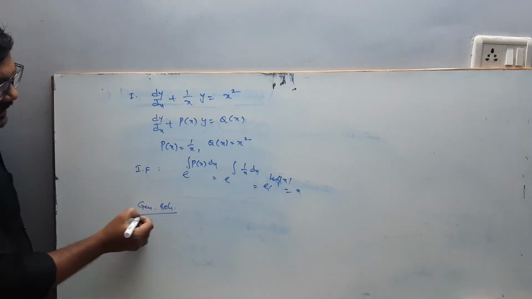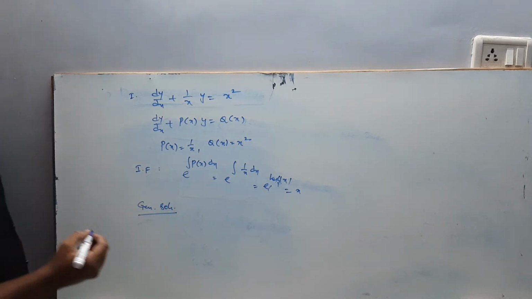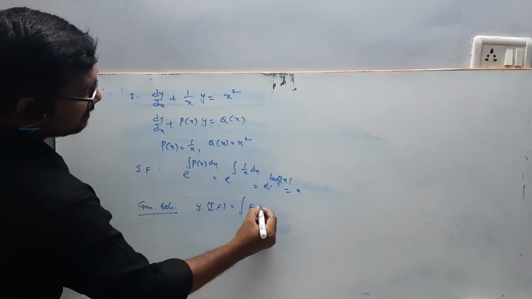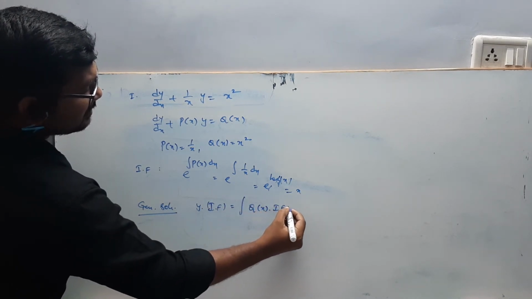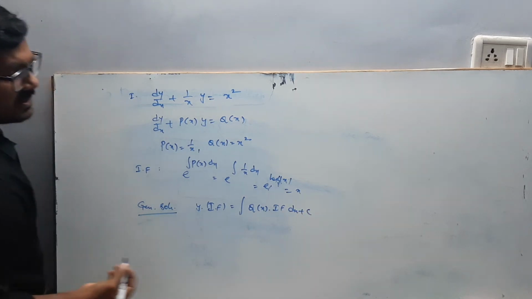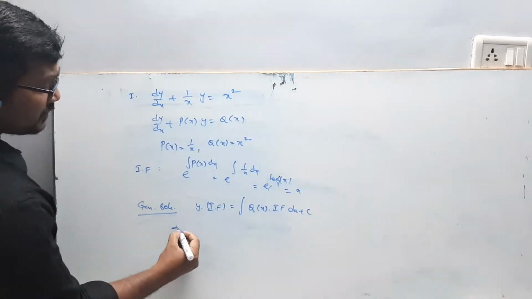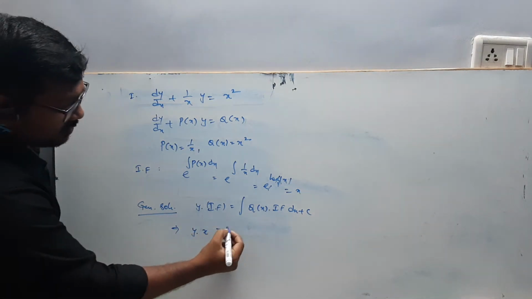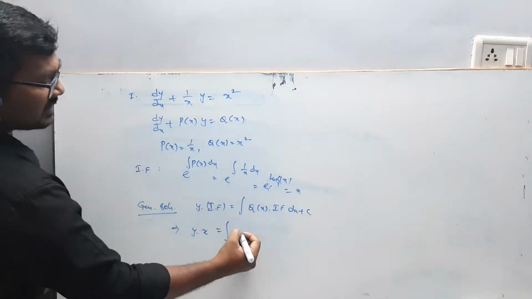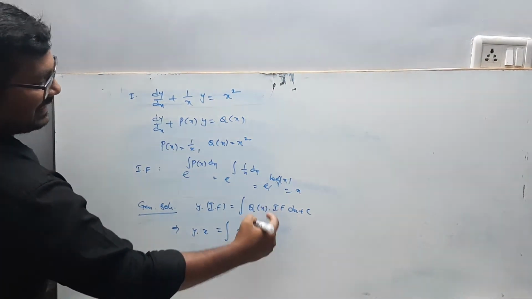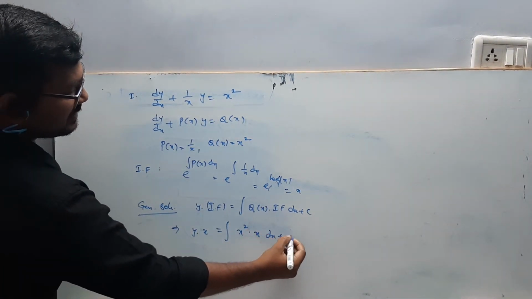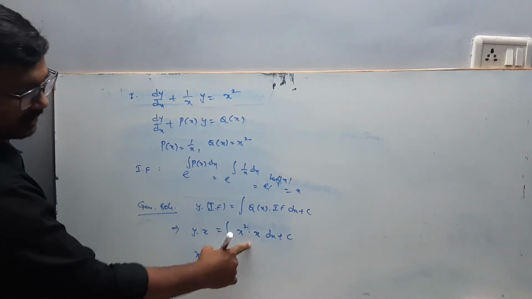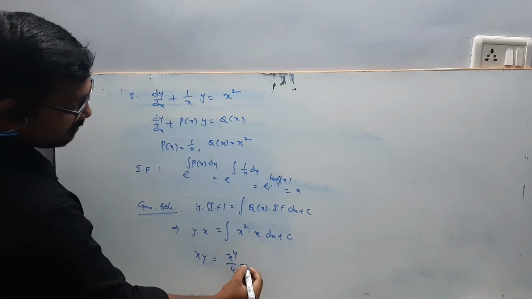Now when we are writing the general solution, as I mentioned, y into integrating factor is equal to integral q of x into integrating factor dx plus c. Now substitute, what are the things we have? y into integrating factor x is equal to integral q of x, x square, into integrating factor x dx plus c. That is xy is equal to, I think it is x cube, this integration is x power 4 by 4 plus c.